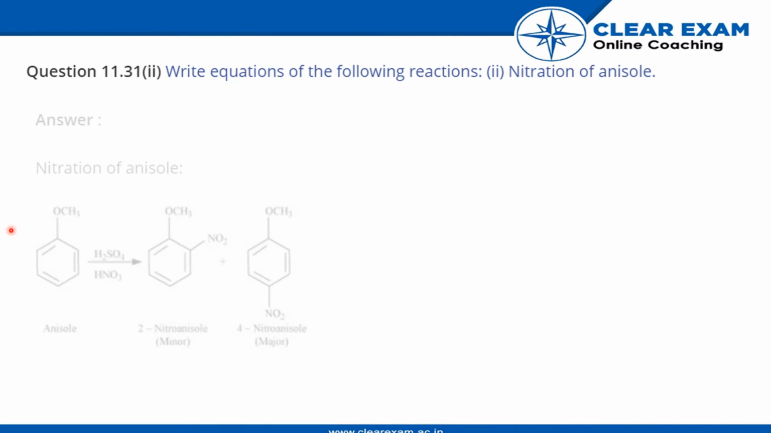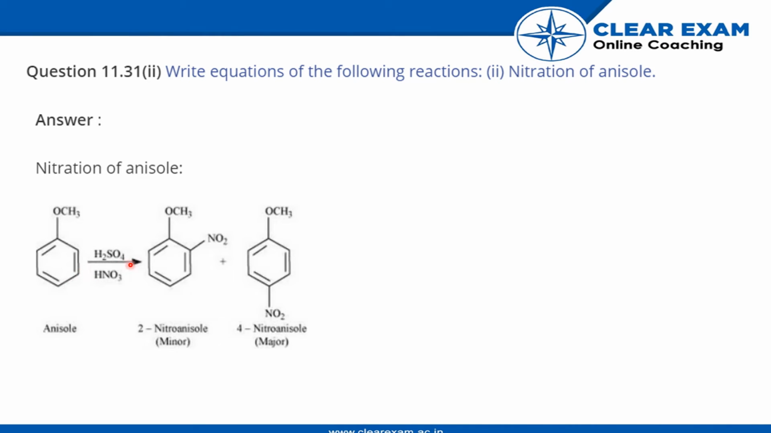Second is nitration of anisole. This is anisole reacted with H2SO4 and HNO3. So again we get two products. The para product is major and the ortho product is in minor quantity.